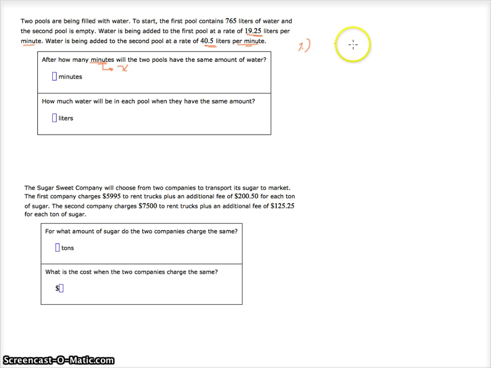So I'll have to label them. Pool 1 is, so we'll say y equals 19.25x plus 765. And then pool 2 is just y equals 40.5x, and then there's no water in the pool yet, so it's just plus 0, so we're not even going to put anything there. And now I want to set them equal to each other, or substitute 40.5x into the original equation.